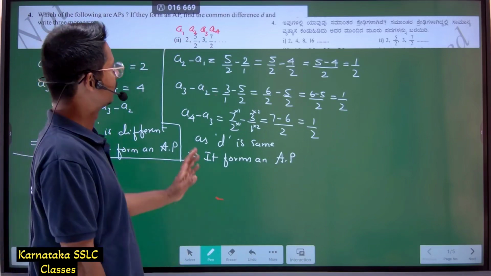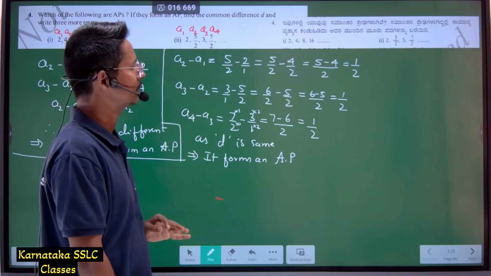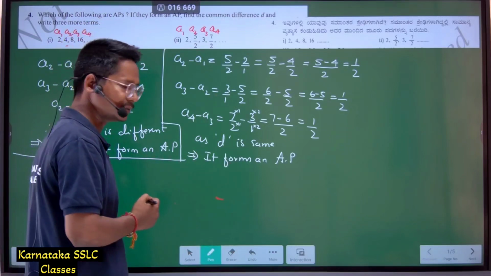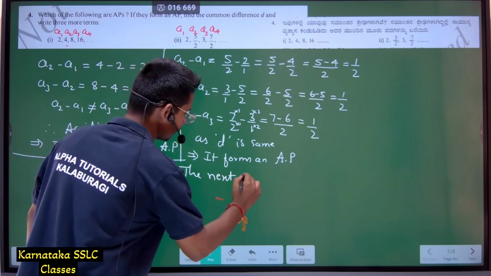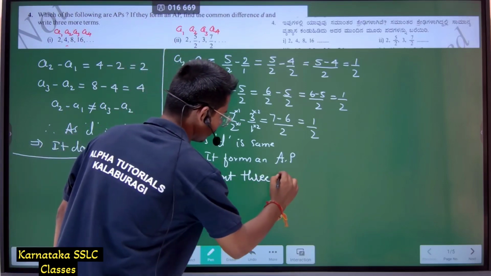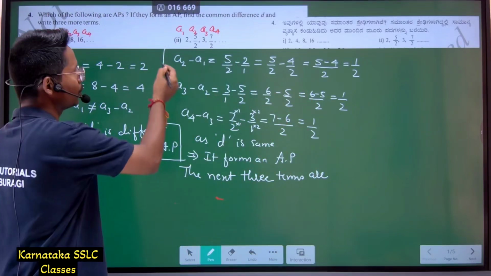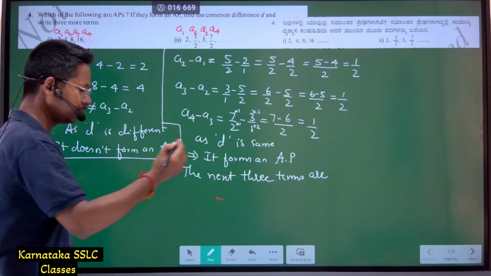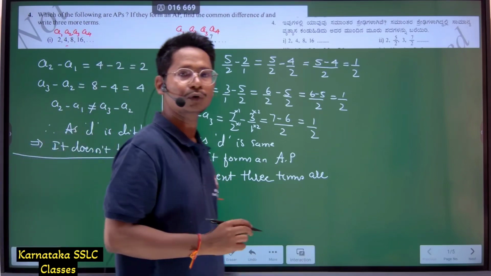Okay, for AP series only we can find the next three terms. So we will find the next three terms. Already they are given till a4, so we need to find a5. Okay, how to find a5?